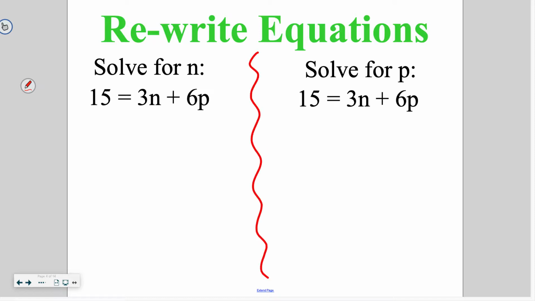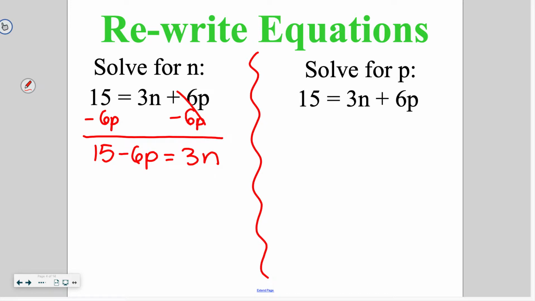So, starting on this left side, we're trying to solve for n, aka get n by itself. You use the same rules of SAD-MEP, you just won't be able to find an actual numerical example. So in order to get n by itself, I need to get rid of this plus 6p. In order to get rid of adding 6p, I'm going to subtract 6p. Now, we all know that we can't actually combine 15 with 6p, so we just write it out as 15 minus 6p, and then that's going to still equal 3n. So we can't actually put these together to get number answers. We're just rearranging the equation.